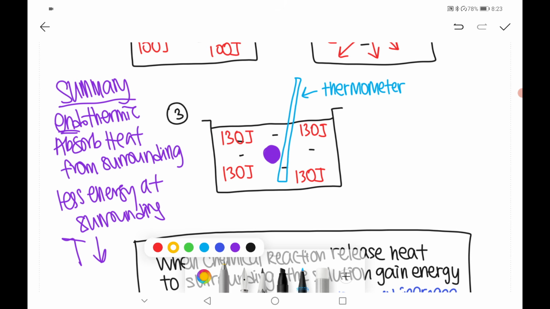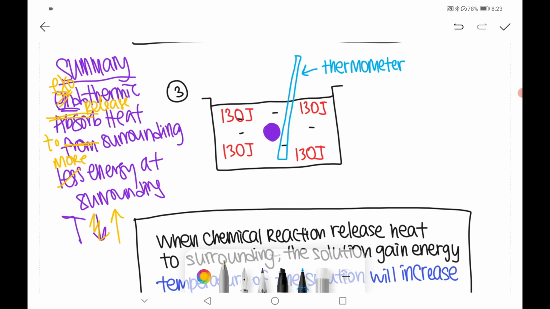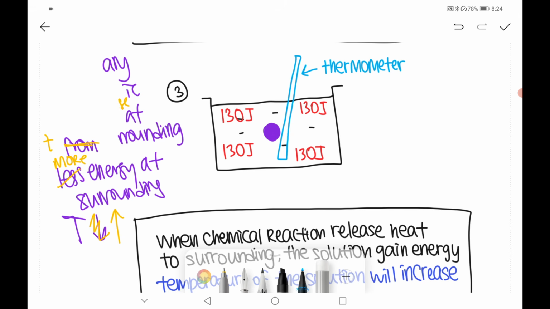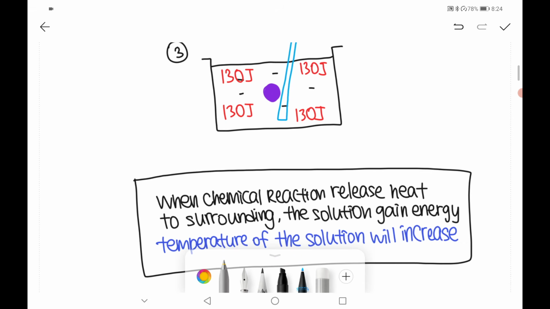Okay, it's the opposite. If we have exothermic, EX, exit. So when the heat exits, it means release. You release the heat. So when we release the heat to the surrounding, the surrounding should have more energy. So when the surrounding has more energy, the temperature will increase. That's it. It's not a very hard concept, but you need to see the difference, because many students are very confused about this concept.